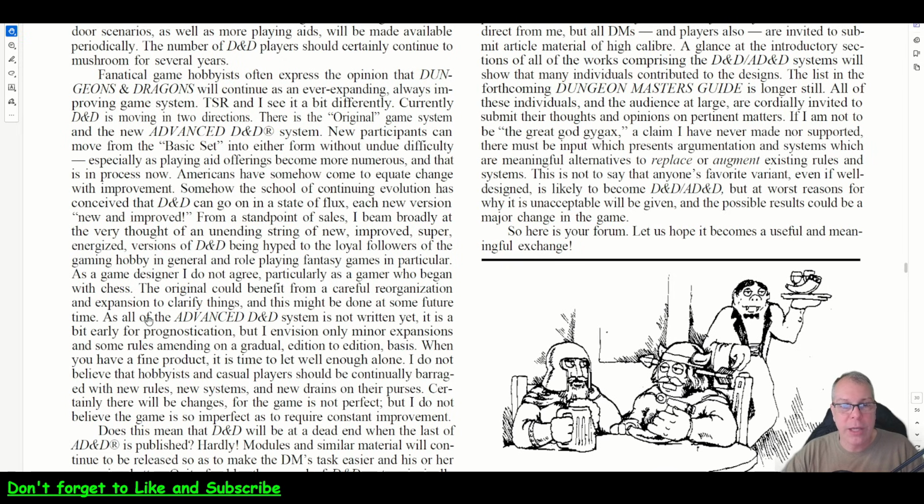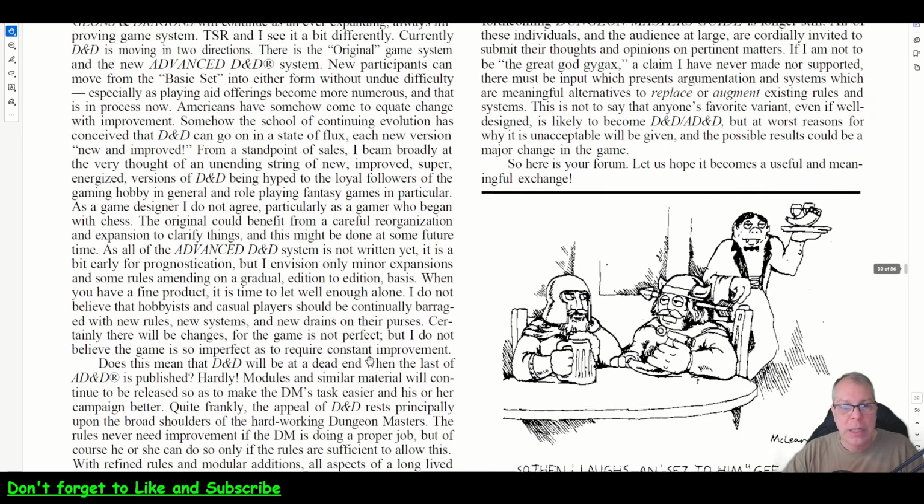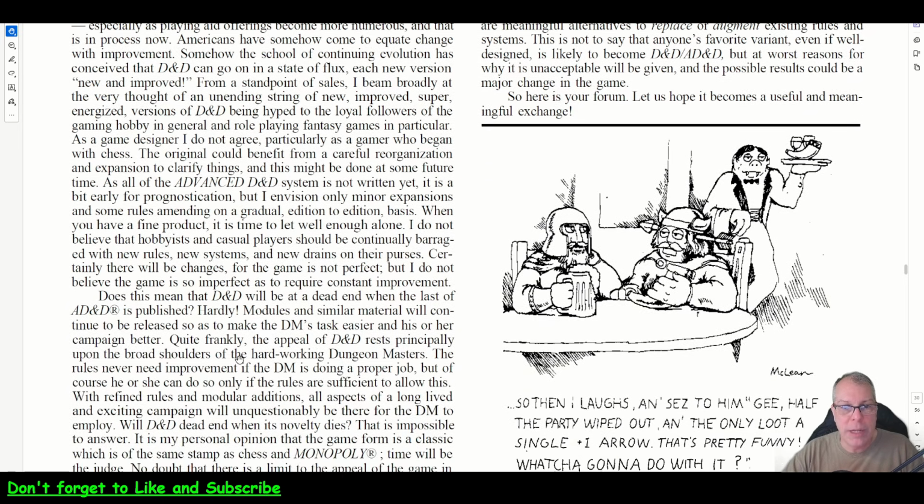As of now, the Advanced Dungeons & Dragons system is not written yet. Remember, the Player's Handbook hadn't come out yet. It is a bit early for prognostication, but I envision only minor expansions and some rules amending on a gradual addition-to-addition basis. When you have a fine product, it is time to let well enough alone. So does that mean that D&D will be at a dead end? And this is kind of the first edition wars that happened.